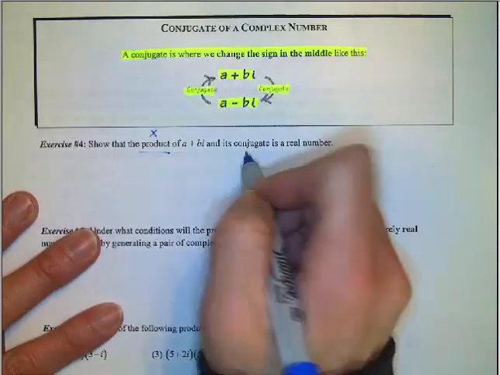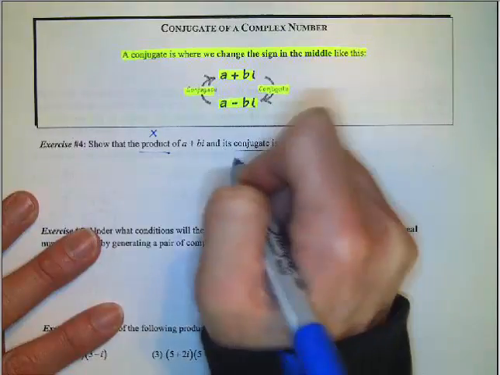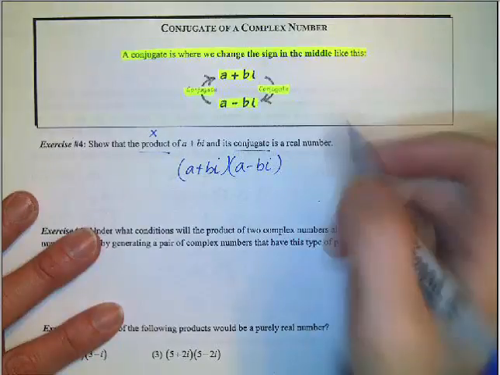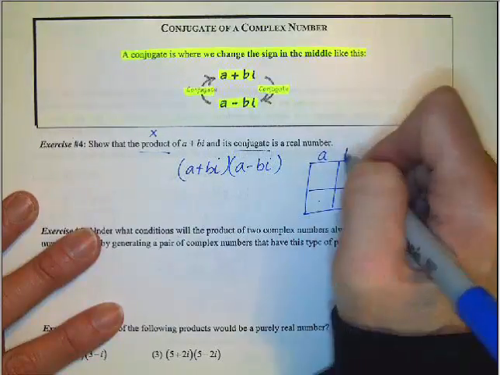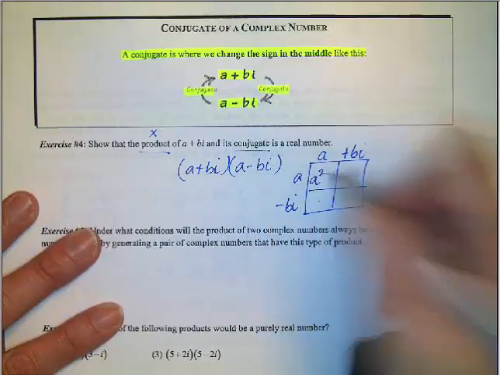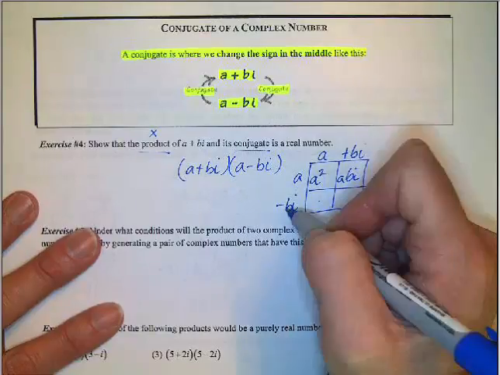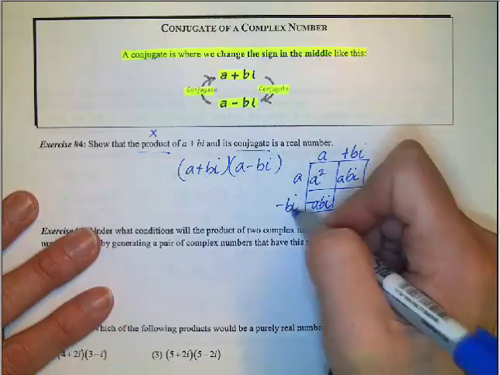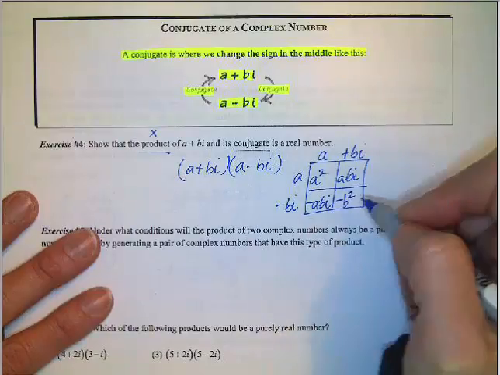So what is the conjugate of a plus bi? A minus bi times a plus bi. So again, I'm going to use my box to do my multiplying. So a plus bi, a minus bi. A times a is a squared. A times bi is abi. A times negative bi is negative abi. And negative bi times positive bi is negative b squared i squared. And that's the part people get wrong.